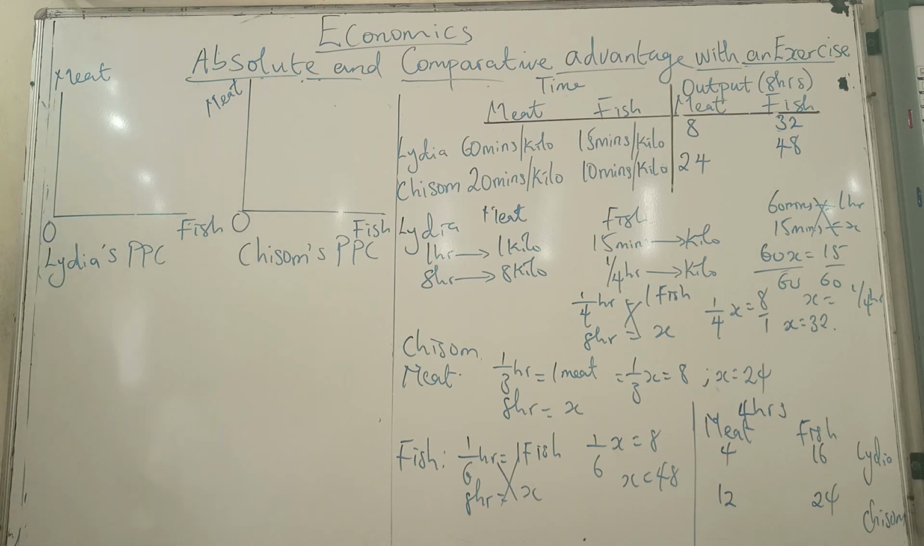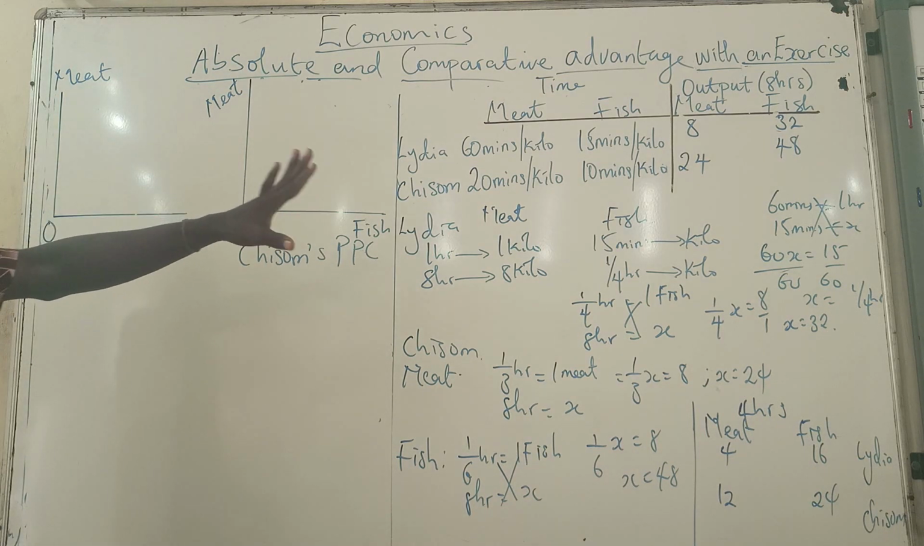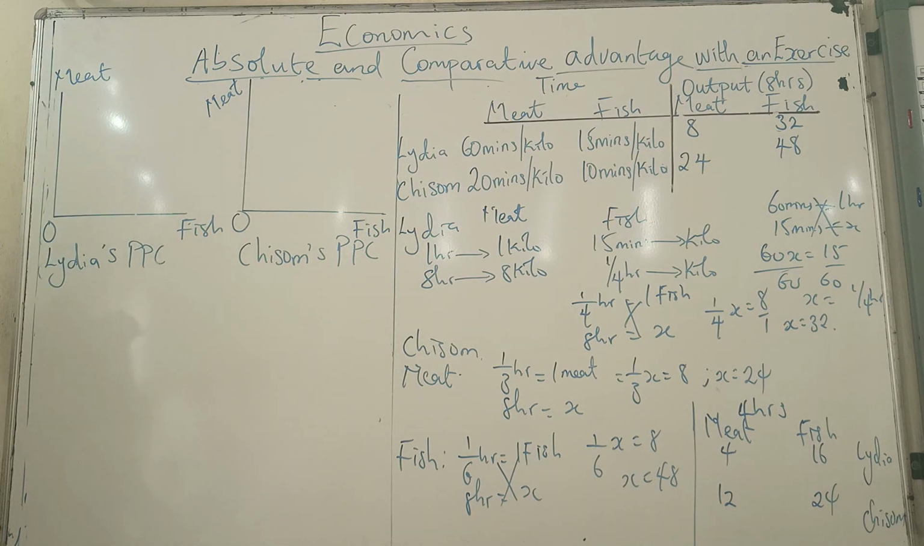Now, I want to start sketching all of these things from the beginning when the two of them were utilizing 8 hours. So for Lydia, if Lydia spent all of her 8 hours in the production of meat, so she would have 8 kilo of meat and 0 kilo of fish. So we have 0 and 0 will be intersecting 8 for meat along a point along this. So let me just put it here. Our graph is not measured to scale, so just leave it away. And so we have 0 and 8.